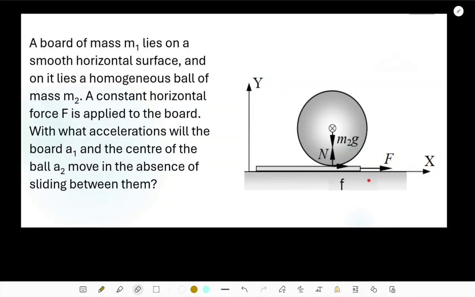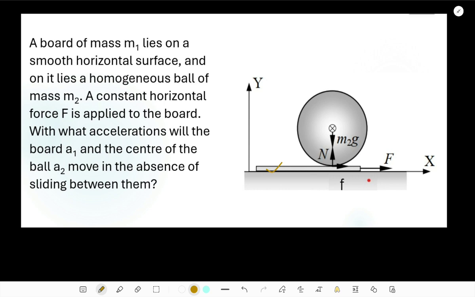And welcome again. I'm going to solve a few of the simplest problems of rotational dynamics. In this picture, you are going to see a board of mass M1. Mass M1 lies on a smooth horizontal surface. So the surface beneath is smooth. And on it lies a homogeneous ball of mass M2.